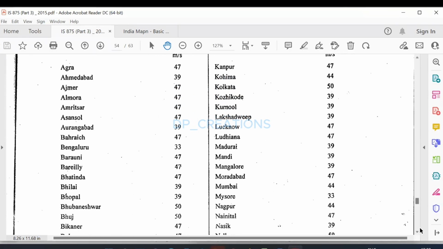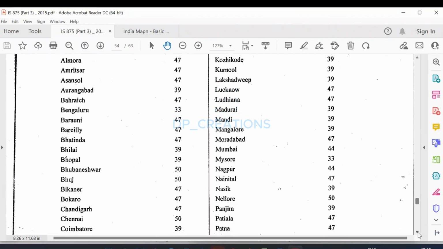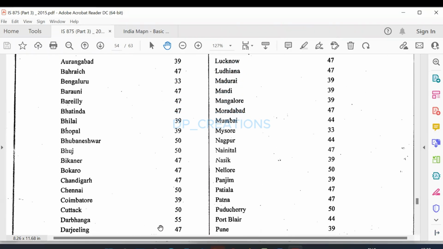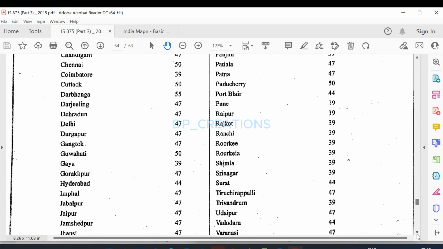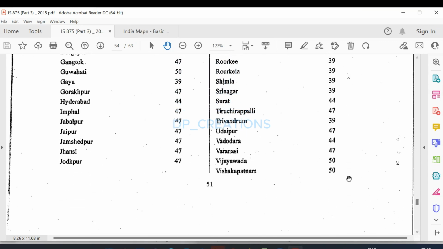As I told you, Darbhanga will be at 55, you see. I don't know what is there in Darbhanga. If anyone from this region can tell us. Some air pocket is there maybe, due to some surroundings, some strong air pockets are developed there. That's why Darbhanga has 55 meter per second among the prominent cities. Other than this, I think no one has 55 as the wind speed.